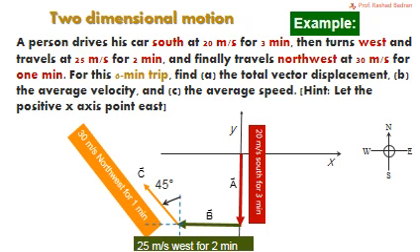Well, this example actually demonstrates the addition of vectors by using two-dimensional motion. In this example, a person drives his car heading towards south, as shown in the figure, with a speed of 20 meters per second for 3 minutes time.